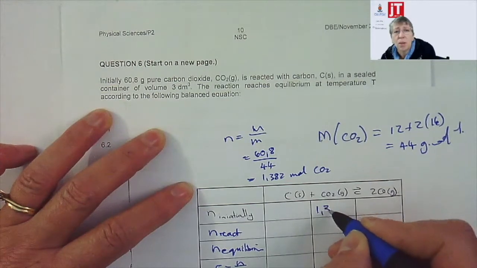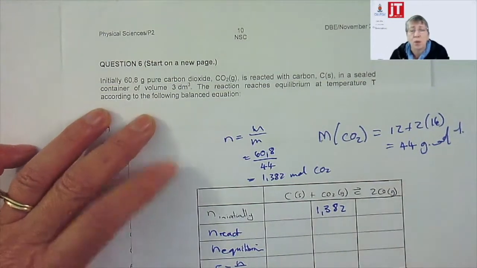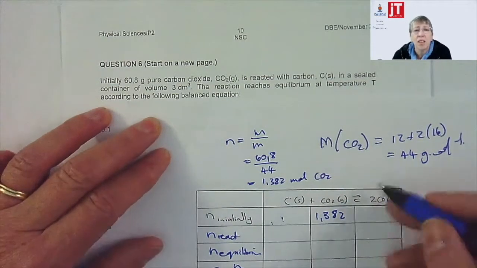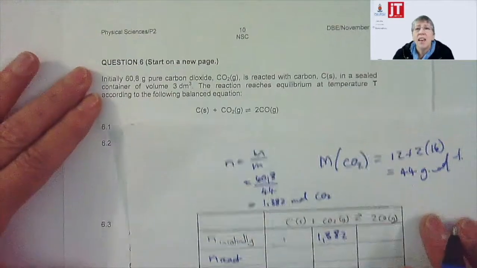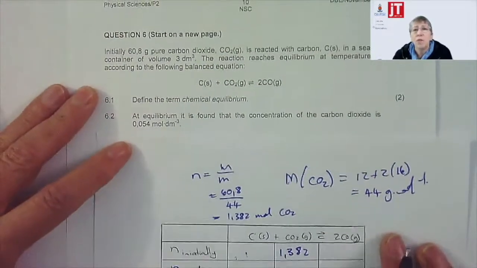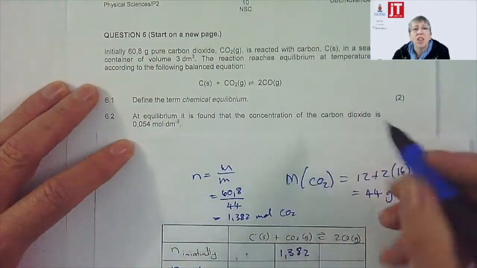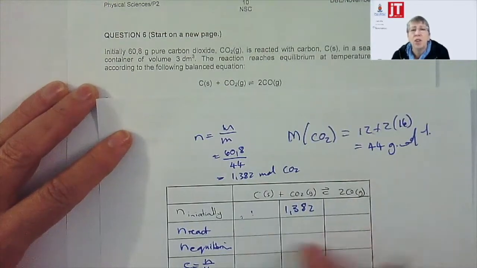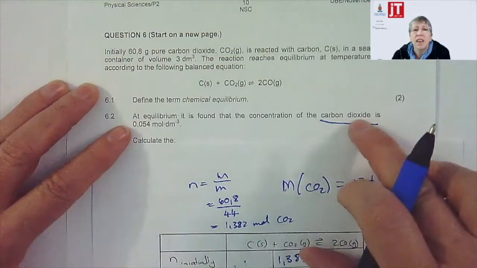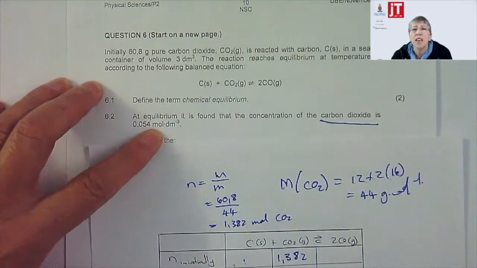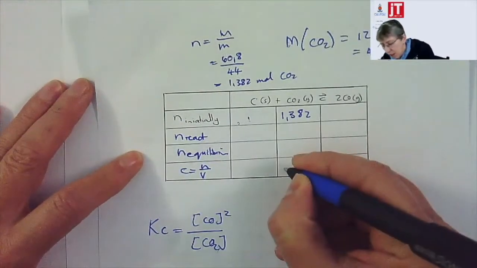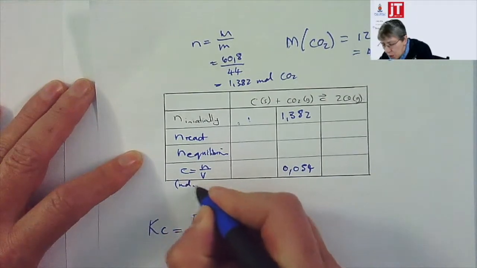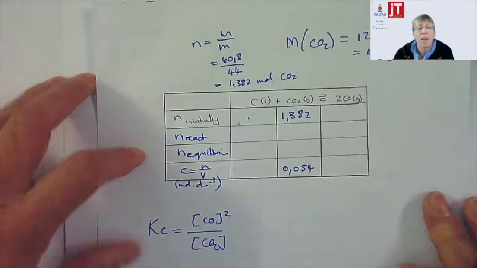So I've got 1.382 moles, right? Now, they're not telling me how much carbon. I definitely need carbon, otherwise the reaction can't happen. But then they go on and they tell me once we've reached equilibrium, then the carbon dioxide, and always remember to read very carefully. Don't put it in the wrong column, right? Carbon dioxide, and they don't give me moles, they give me concentration. So that's 0.054, and that is in moles per cubic decimeter.